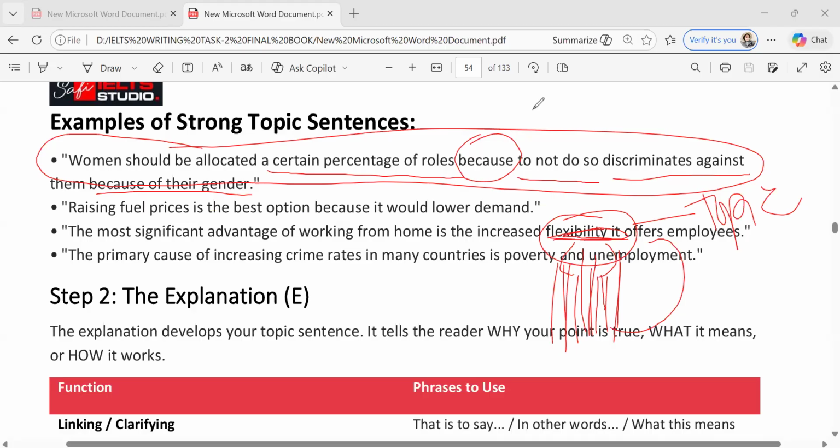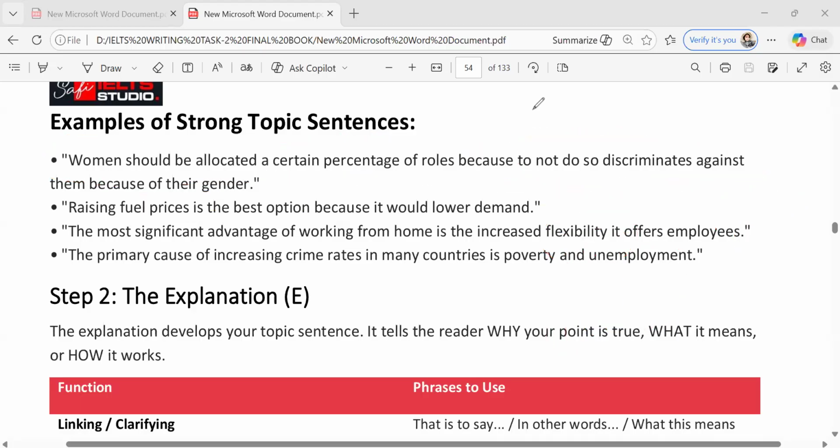Let's take an example for the second one. Rising fuel prices is the best option. Why? Because it lowers demand. Now, increasing the price of petrol lowers demand. So this is your topic sentence. We have clearly mentioned that yes, I'm going to write about the price of petrol and everything will be related to lowering the demand. What if I want to give proper explanation or I want to support it, the example? So that will only and only describe what?